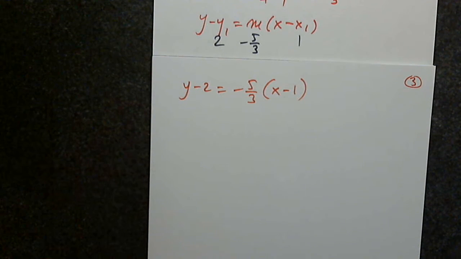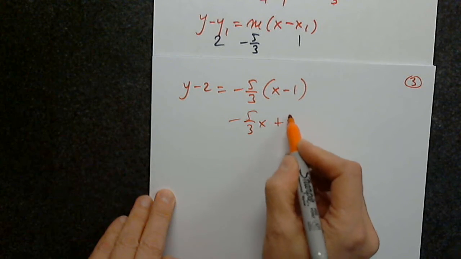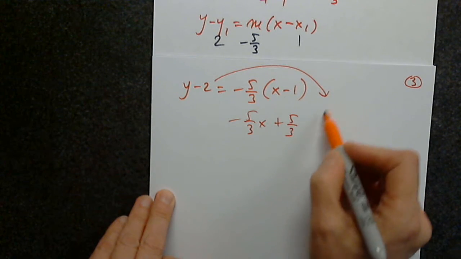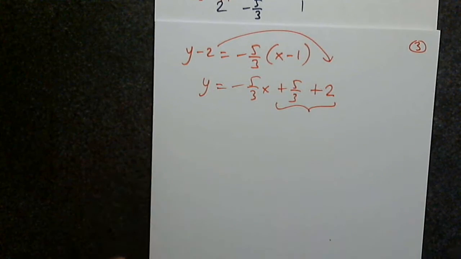So this will be the intermediate step, correct? So y minus 2 equals negative 5/3 times x minus 1. You don't have to use the point I chose. You can choose the other one. You will still get the same answer. And what next? We distribute, right? So we have to write negative 5/3 x plus 5/3 and plus 2. And we have to add these two.